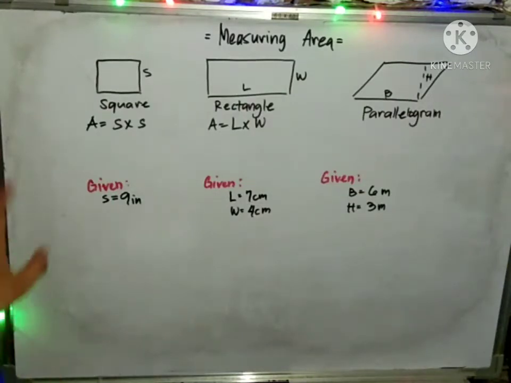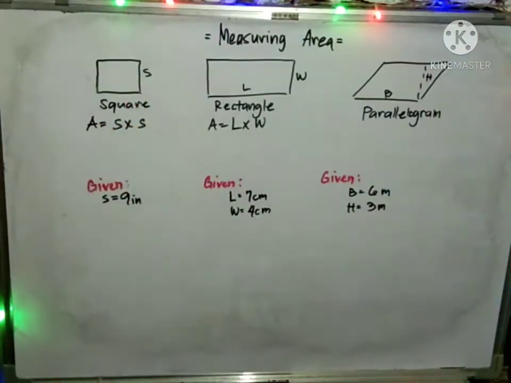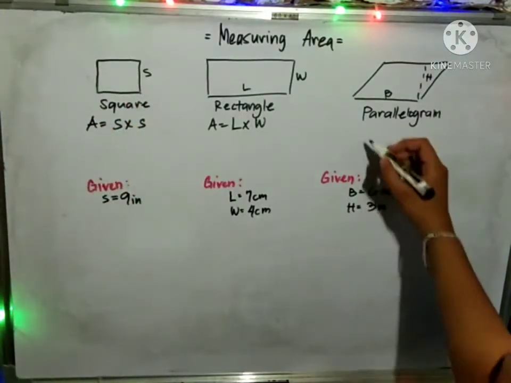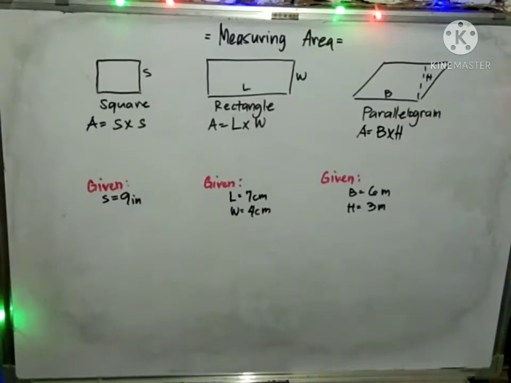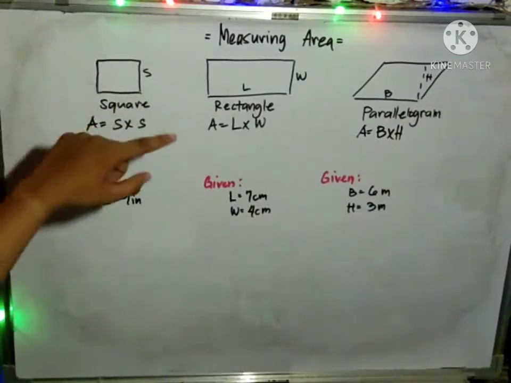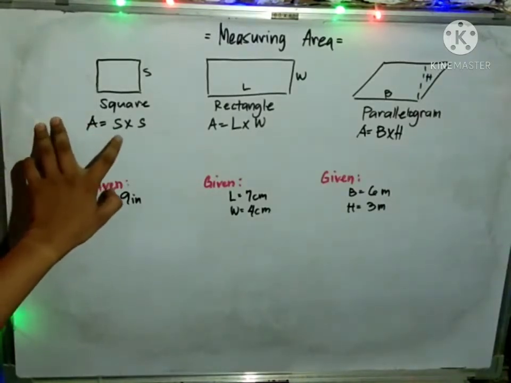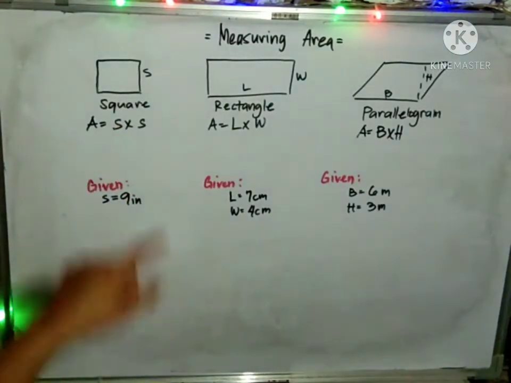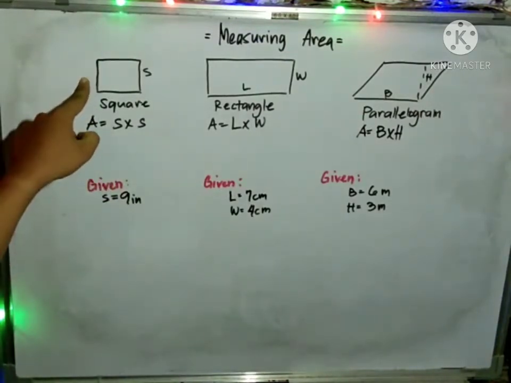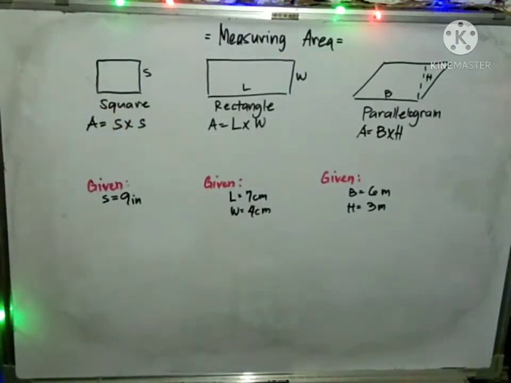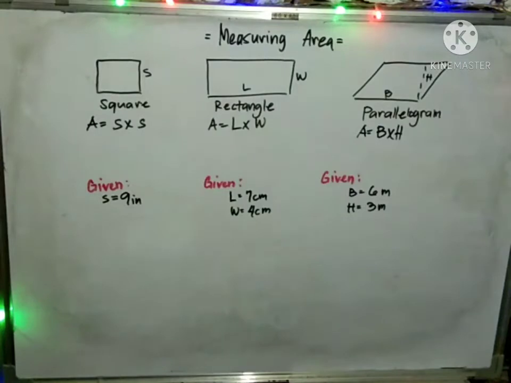Below their names, you can see the formula for their area. Let us add the one for the parallelogram, which we forgot to write. In measuring the area of the square, we use the formula: area of the square is equal to side times side, because we know that one side of a square has the same measure as its other sides. A square has four equal sides.